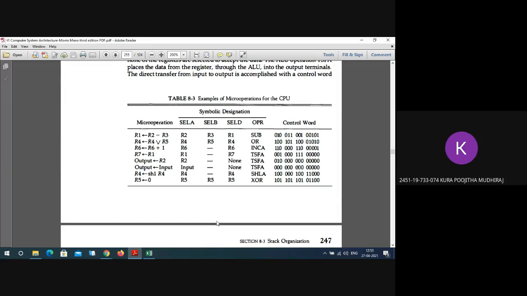Here, selection A is R2. There is no selection B and there is no decoder. R2 is directly given to output. So for selection A, we are taking 010 and there is no B, decoder or operation, so zeros.